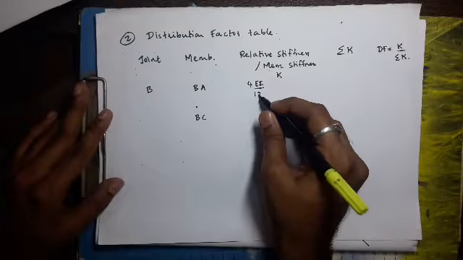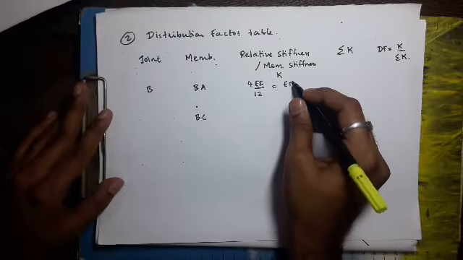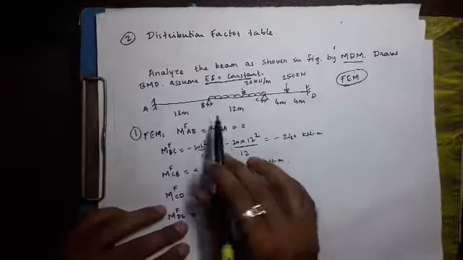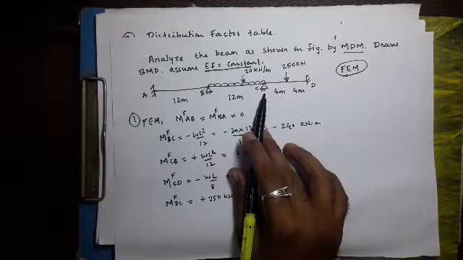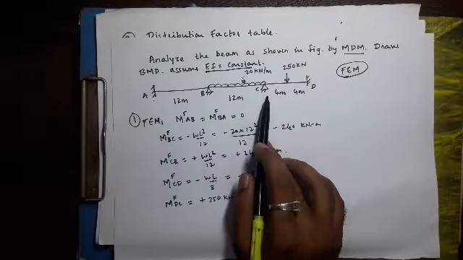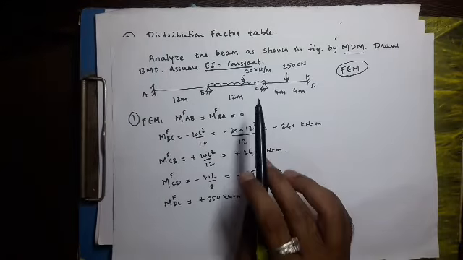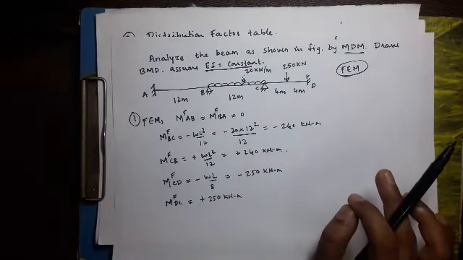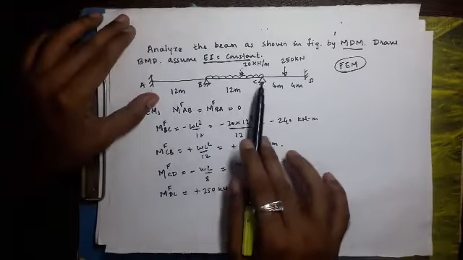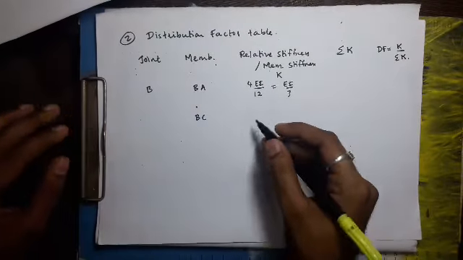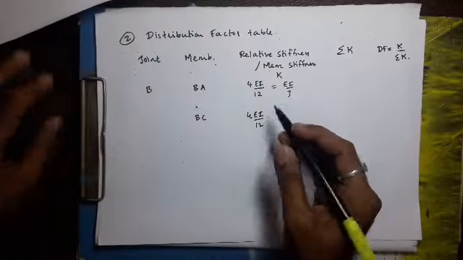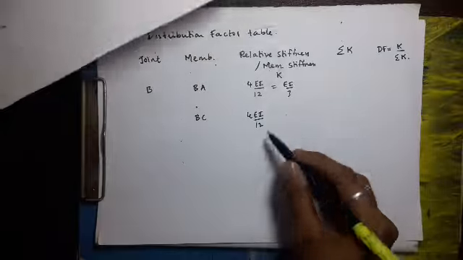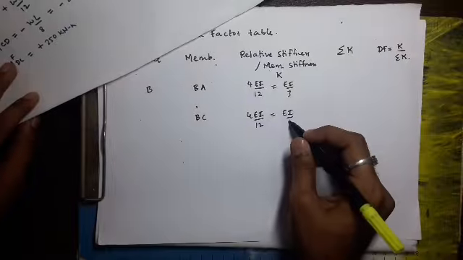L is 12. So it will be EI by 3. BC also, the far end is C and it is an intermediate support. Okay, and this intermediate support is treated as fixed support. So you see the far end is C, it is intermediate support and it will be treated as fixed support. Here also for BC the far end is fixed, so it will be 4 EI by L. Length of BC is 12 meter. EI is constant. So EI by 3.